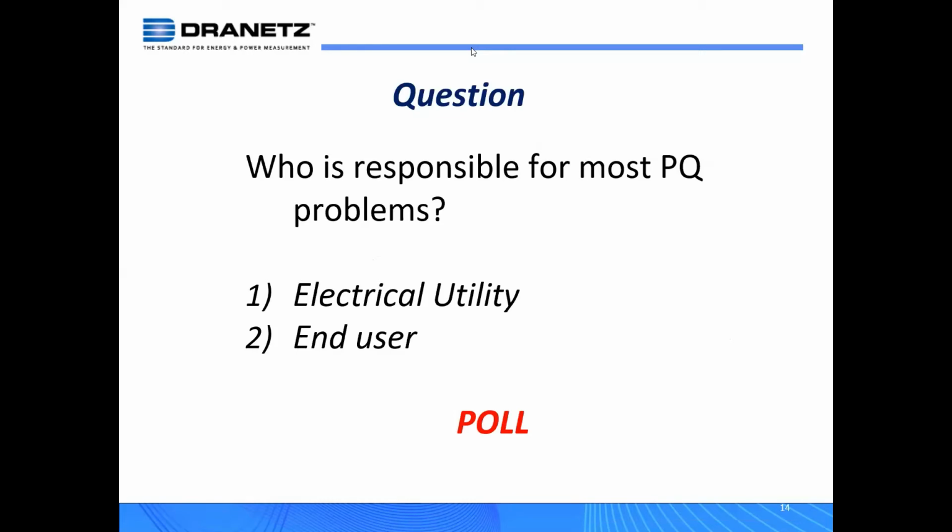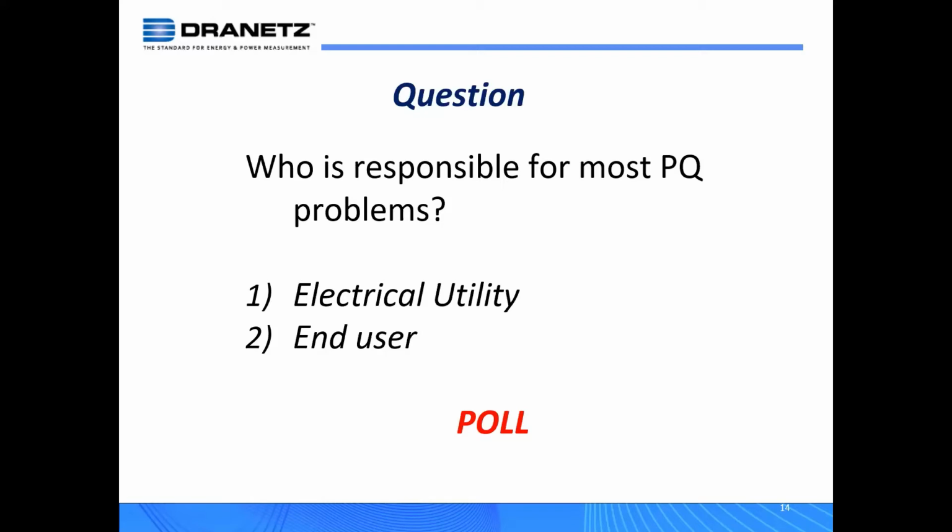So I put in my own vote there because I have my phone connected here as well. So we've got about 43 responses. We'll just give it another couple seconds here. We'll cap it out at a total of 30 seconds for the poll, which is right now. So thank you. Let's end the polling. Let's share the results. So here are the results. 92% of you thought that it was the end user, and 8% thought it was the electric utility.